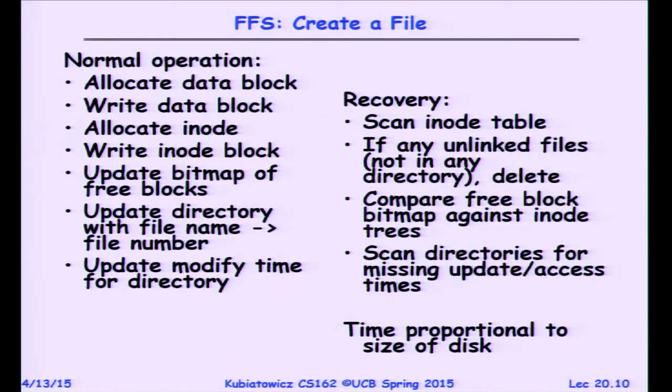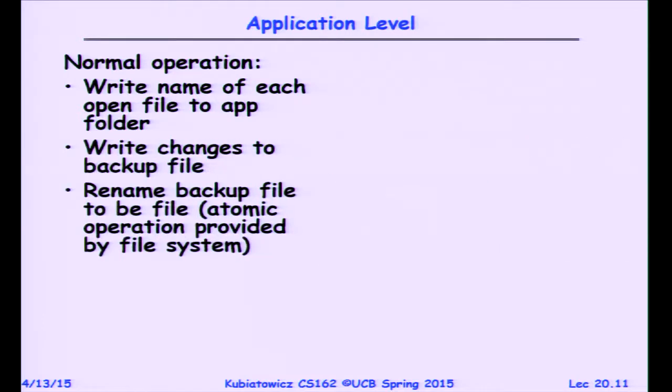And of course, the time for recovery is proportional to the size of the disk because you're basically going through a lot of stuff. So what can we do at the application level? Maybe we write the name of each open file to some application folder. We write changes to a backup file. We rename the backup file to be equal to the actual file. So notice that this final thing here is an atomic swap. So what we're doing is we're writing a brand new version of the file and we're only swapping at the end. And so if this swap fails, then we haven't corrupted anything.